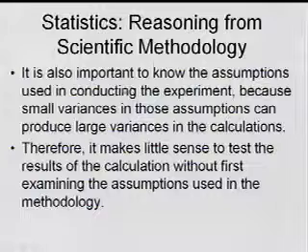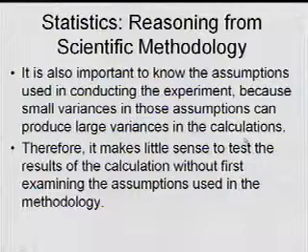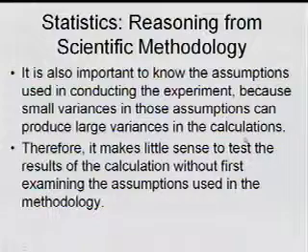It's also important to know the assumptions used in conducting the experiment, because small variances in those assumptions can produce large variances in the calculation, as we had said. We see the error bars on a graph. If they're big, we know that the experiment either was not or could not have been controlled well enough to limit the variability. Some experimental procedures, you can't control enough of the variables to get real tight error bars. You just have to live with bigger error bars.